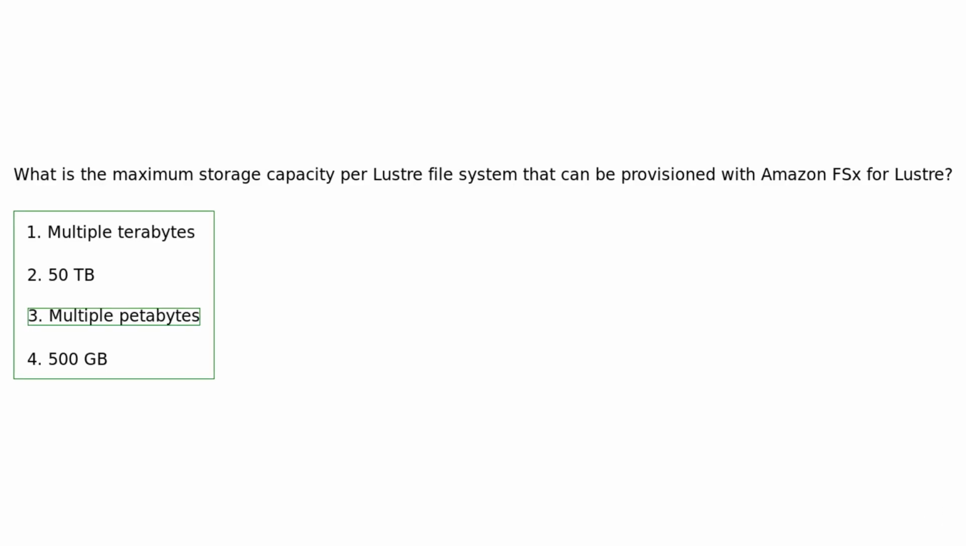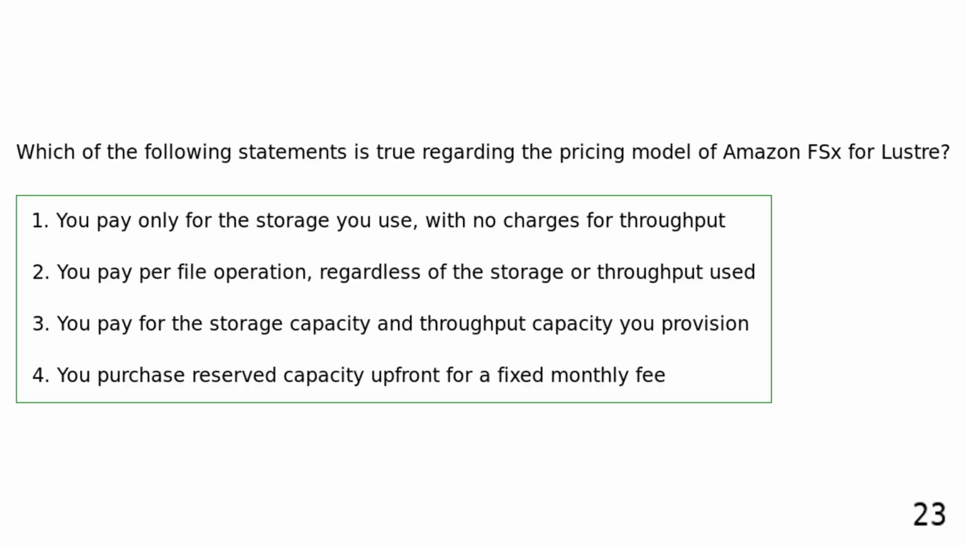Amazon FSx for Lustre supports file systems with storage capacities ranging from hundreds of gigabytes to multiple petabytes. Which of the following statements is true regarding the pricing model of Amazon FSx for Lustre? You pay only for the storage you use, with no charges for throughput. You pay per file operation, regardless of the storage or throughput used. You pay for the storage capacity and throughput capacity you provision. You purchase reserved capacity upfront for a fixed monthly fee.